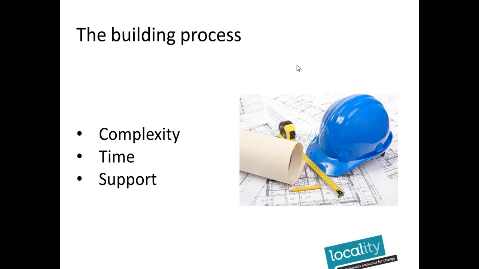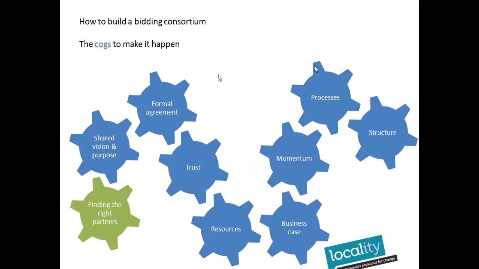And as I mentioned, it may be worth getting some external support, some external facilitation in to help with your processes. So if we just look at how you build a bidding consortium, these are some of what you might call ingredients, or we've called here cogs to make it happen. But these are really just some of the areas you need to consider and some of the things that you need to get in place so that you can have a consortium that's in a position to be smoothly operating, but also in a position to be an attractive proposition to commissioners, which is really, at the end of the day, what you need to be aiming for.